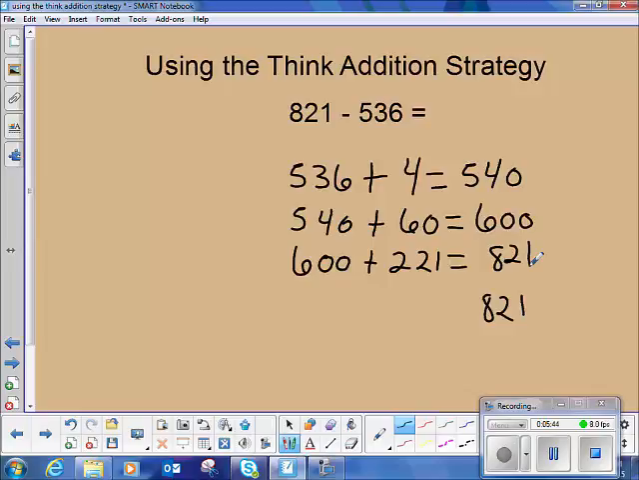Now we just take what we added up as we used our think addition to go from 536 to 821. Now add 221 plus 60 is 281, plus 4 more is 285. So I know the difference between 821 and 536 is 285.